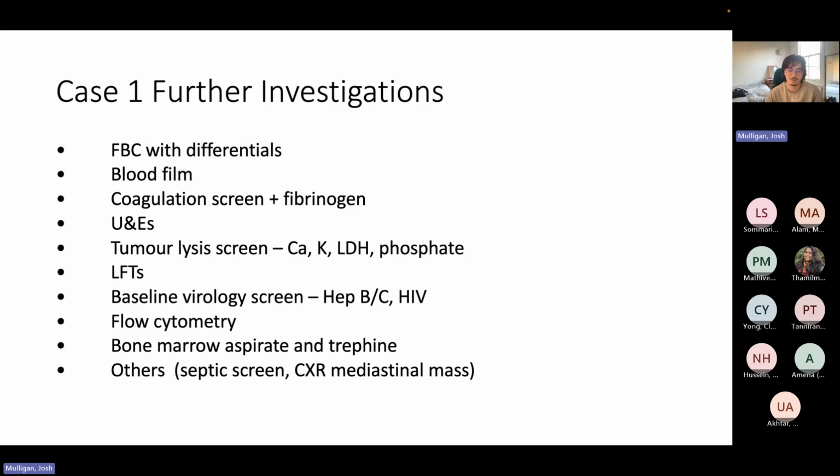Urea and electrolytes is an interesting one. It always rolls off the tongue, FBCs, U&Es, LFTs, but U&Es here give you a baseline of how well their kidneys are doing. Thinking about the anemia, kidney failure, especially chronic kidney disease, can be a cause of anemia. The tumor lysis screen is an interesting one. We've got calcium and potassium, all of these intracellular ions, and LDH. Can anyone think why we might be testing LDH specifically?